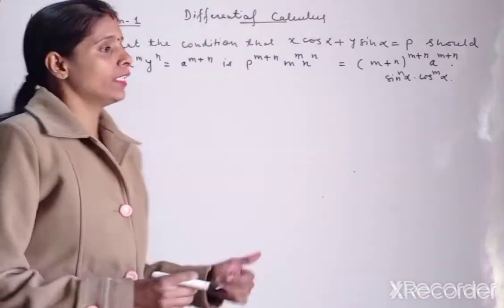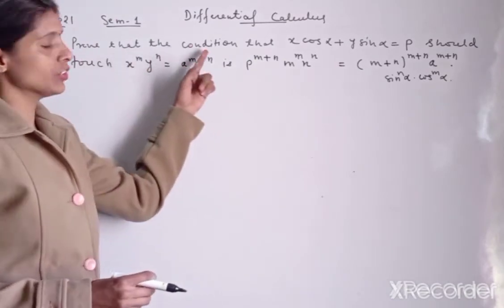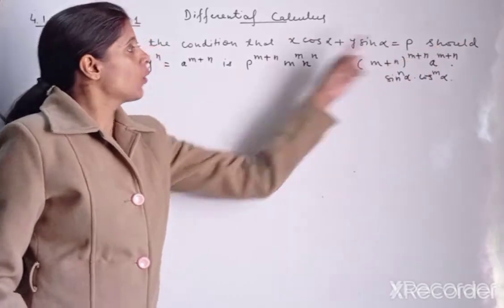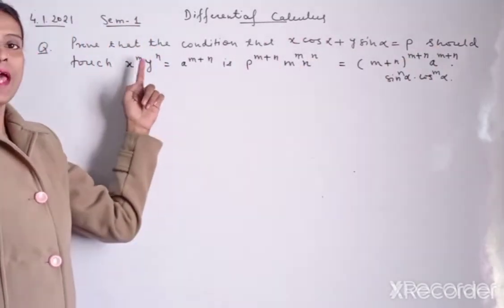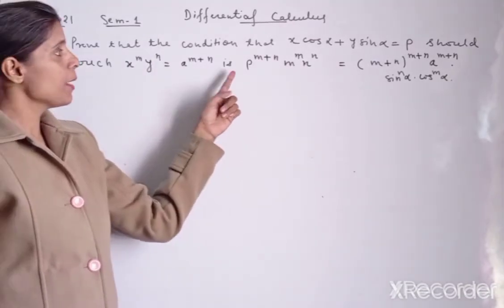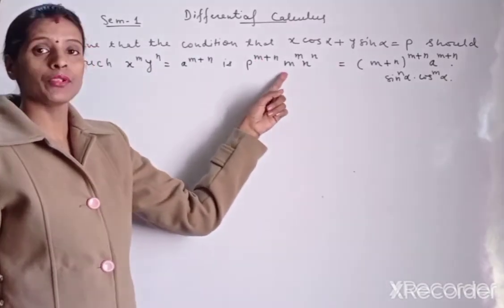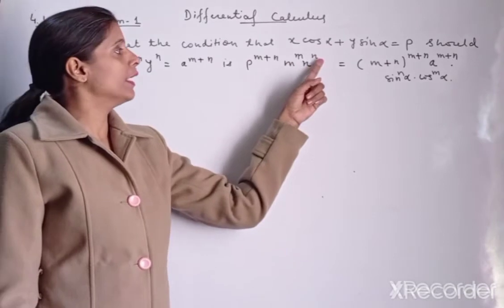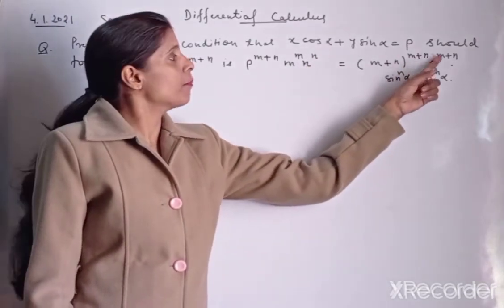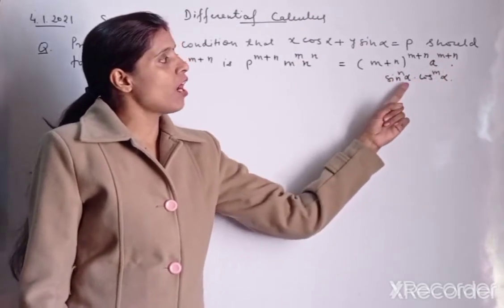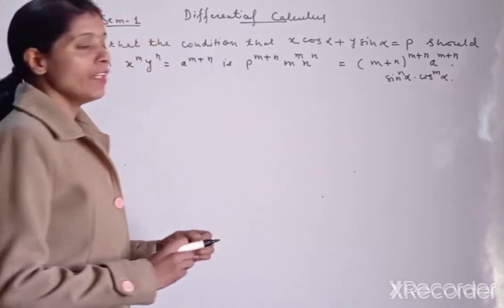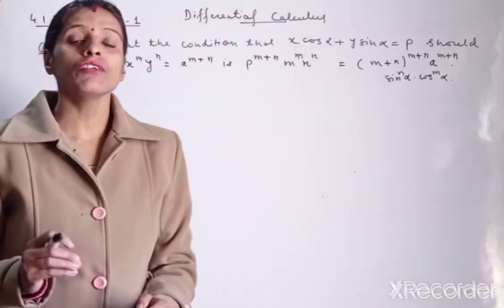So today's question is: prove that the condition that x cos alpha plus y sin alpha equal to p should touch x to the power m y to the power n equal to a to the power m plus n is p to the power m plus n into m to the power m n to the power n equal to (m plus n) to the power m plus n a to the power m plus n into sin to the power n alpha into cos to the power m alpha. Okay, so to prove this theorem, what we have to first find is the equation of tangent.